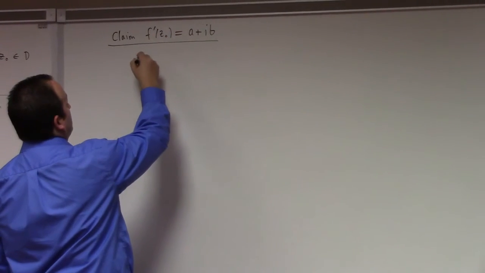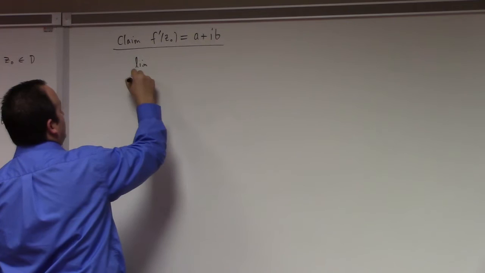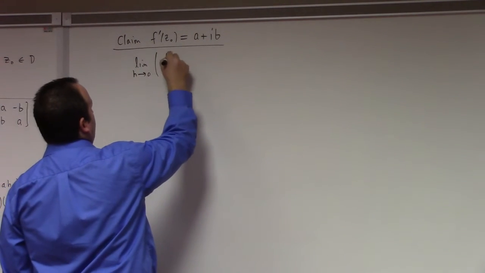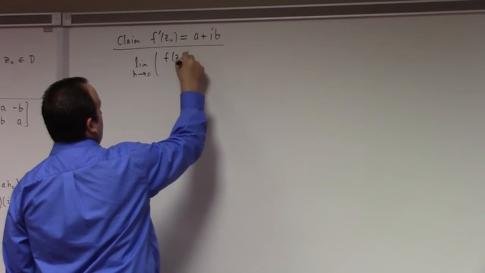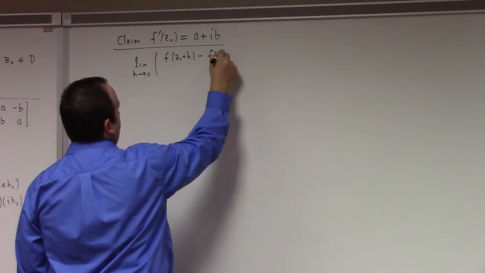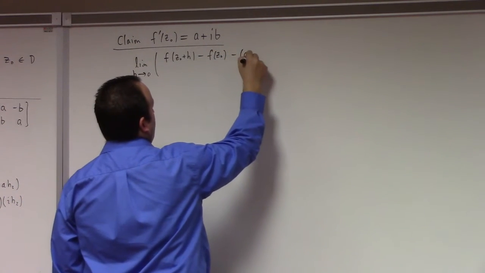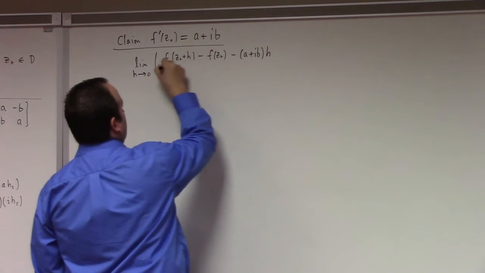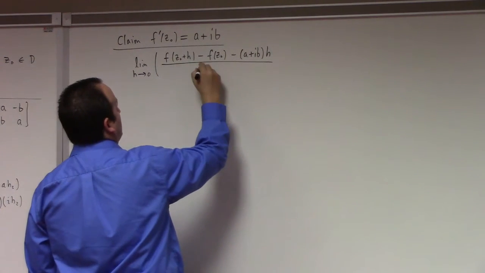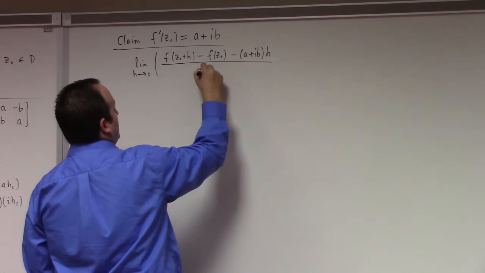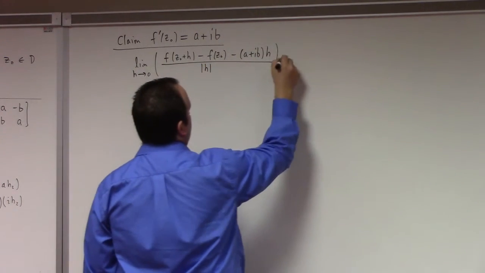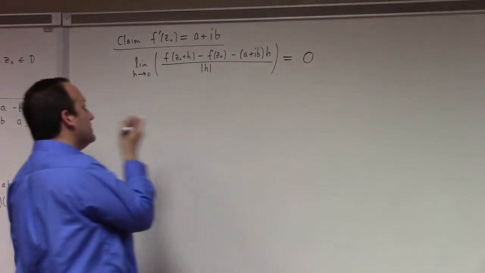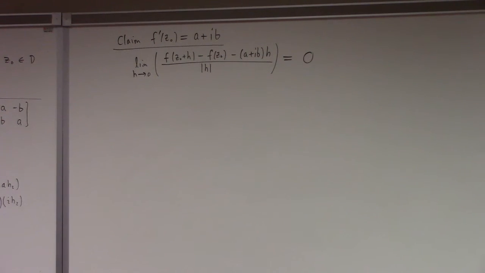So we have the limit as h goes to 0 of f of z naught plus h minus f of z naught minus (A plus iB) times h, all divided by the modulus of h, is equal to 0. Now, why do I have this? That is the definition of real differentiability, that the Fréchet quotient tends to 0.